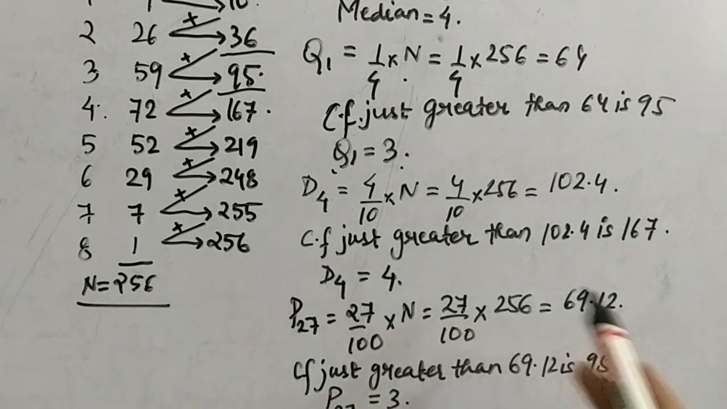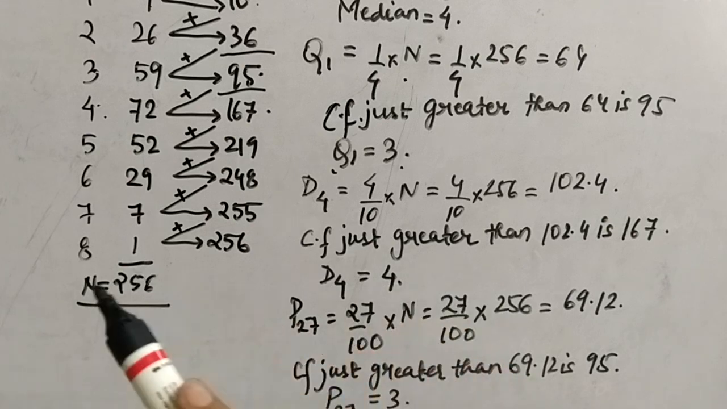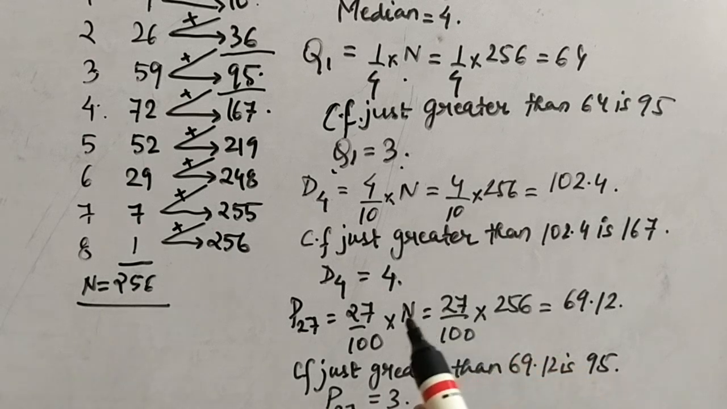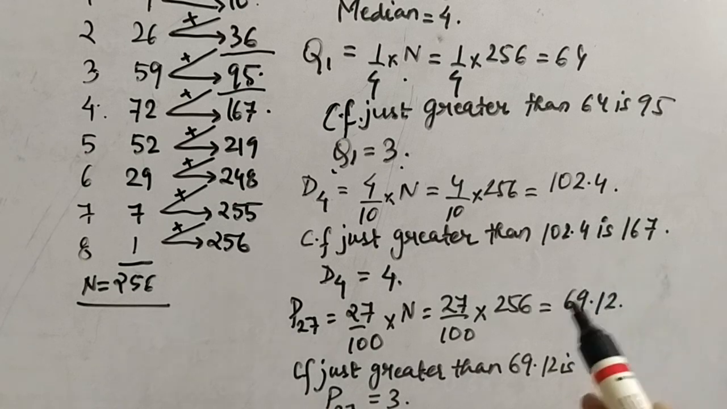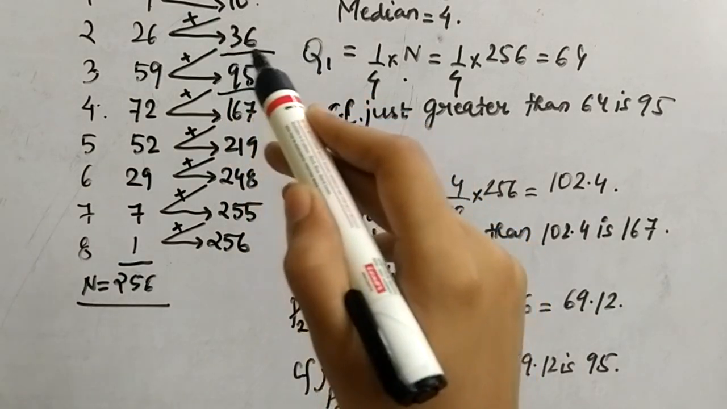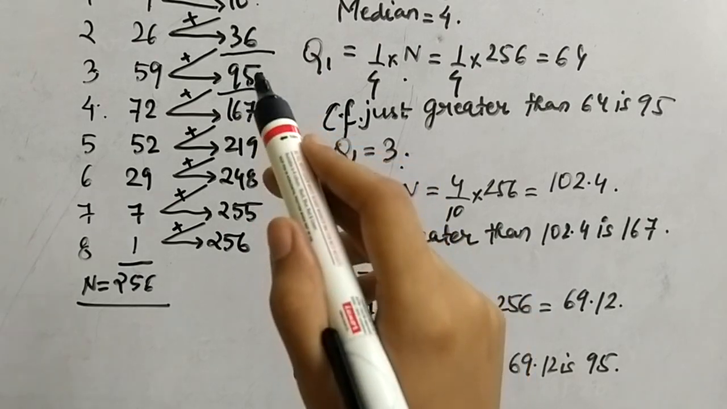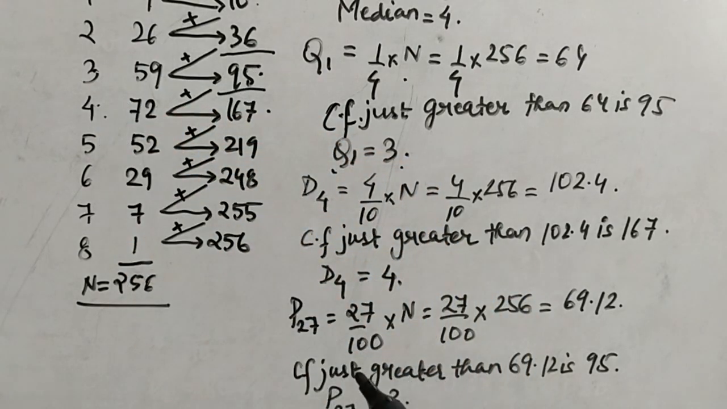D4 is again 4. For P27, you have to multiply 27 by 100 into the total number of observations, because in the case of data with frequency, you don't take n plus 1, right? After doing some calculation, you have got P27 which is equal to 69.12, right? Now 69.12 lies over here. The value greater than 69.12 would be 95. The value of x would be 3. Now here the P27 is 3.